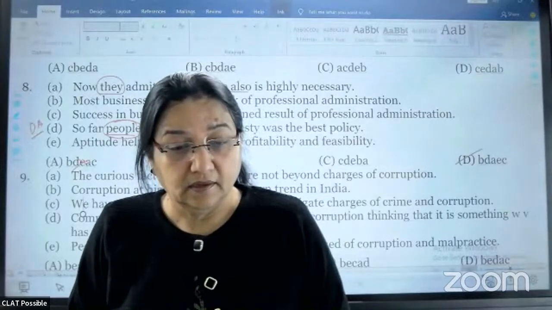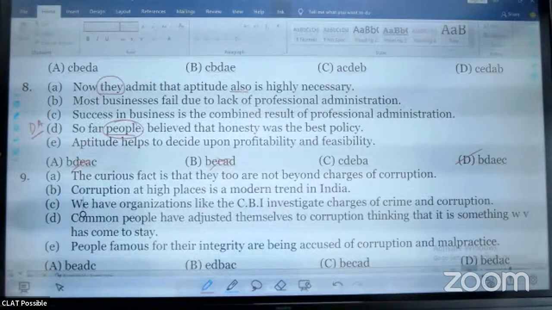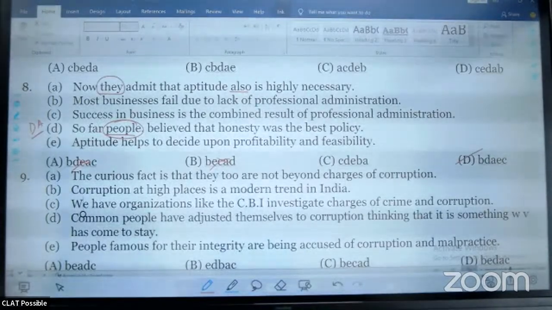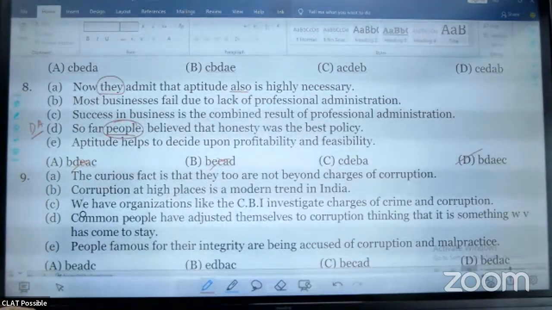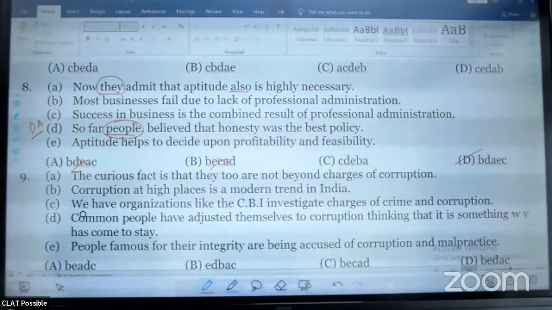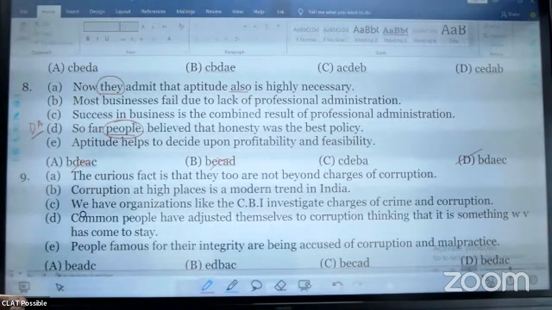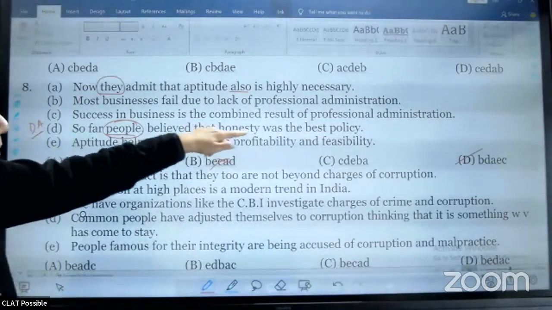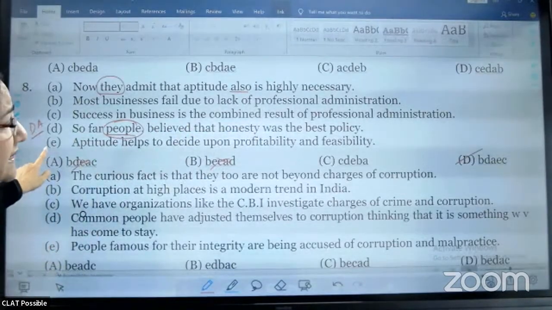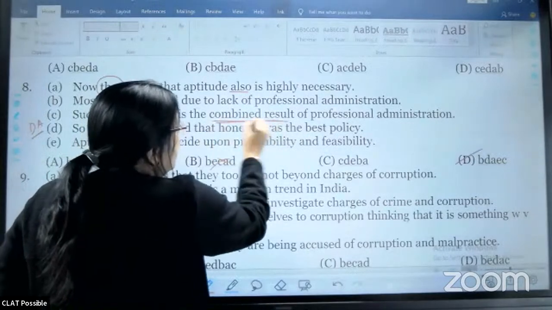Absolutely. So here, DA forms a pair, and you knew B was the opening line. B was the opening line. Then obviously you went on into doing this pair. Then you went on into saying, now they admit that aptitude also is highly necessary. Aptitude helps to decide upon profitability and feasibility. And look how nicely we can link it to success in business is a combined.